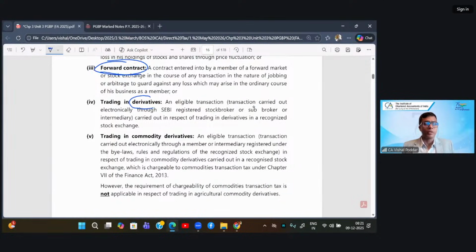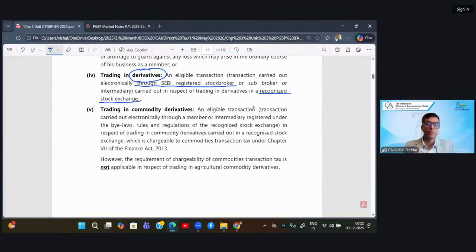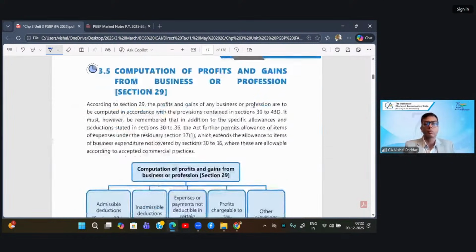Then, as I said, the derivative segment of the stock market, which was earlier in speculation, has now been removed from speculation, provided you are doing it through a SEBI registered broker. In that case, if you are carrying out this derivative transaction in a recognized stock exchange, it will not be considered as speculation. Similar to derivative, there is another segment called the commodity segment. Again, that has been excluded from speculation. So in fact, today, a major part of the stock market is now excluded from speculation. It has now been treated as regular business.